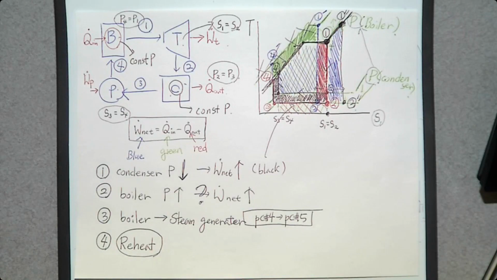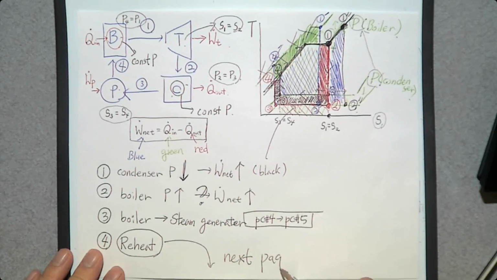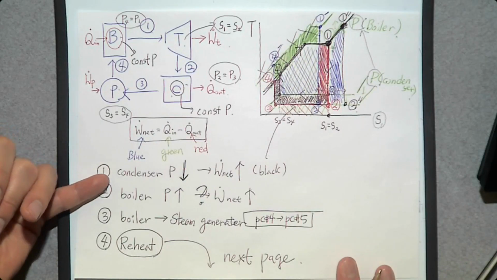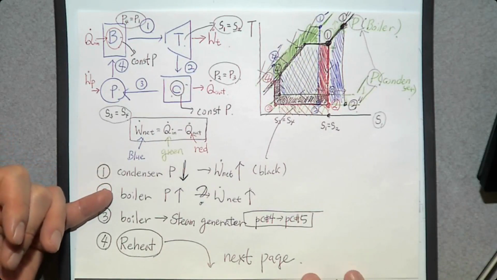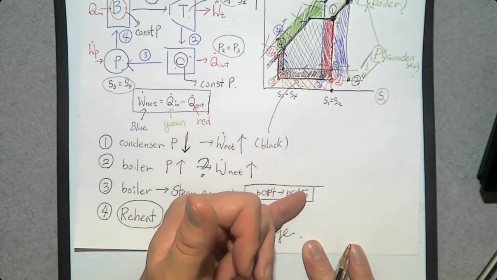So what we do is, oh, we don't have space. So next page. By the way, feel free to let me know if you have any questions. So let's assume that we already decreased the condenser pressure, did not change the boiler pressure, but we replaced the boiler with a steam generator. So we have a superheat vapor.